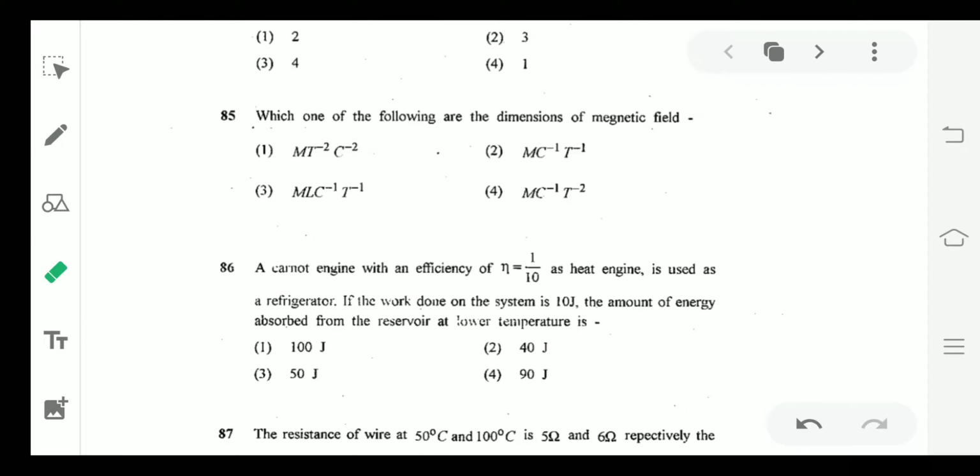So we all know there is a relation between force and magnetic field. So F equals QVB. So by calculating the dimensions of force, charge and velocity, we will get the dimension of magnetic field. So B becomes F upon Q into velocity V.